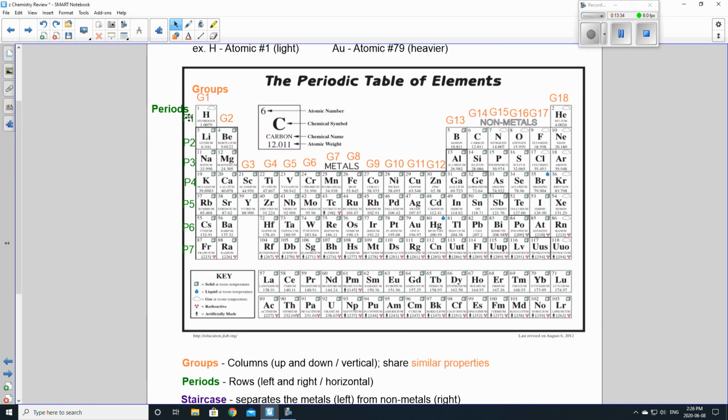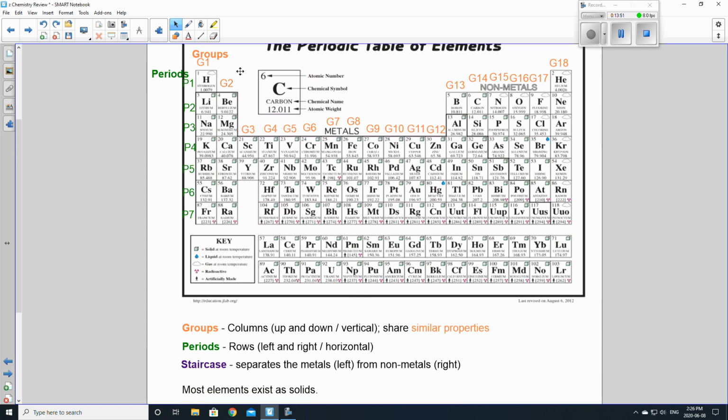Next up, periods are in rows, so they go left to right, or horizontal. Period 1 goes all the way across to here, over to helium. Period 2 starts at lithium and ends all the way at neon. Period 3 starts at sodium and ends at argon. So it goes all the way across. Don't worry about these middle ones.